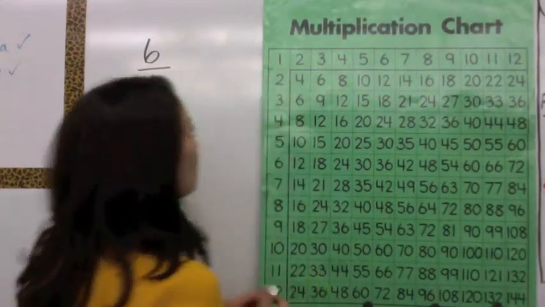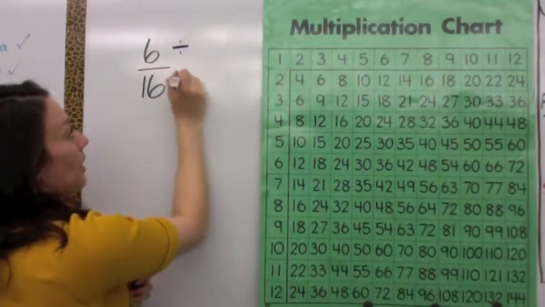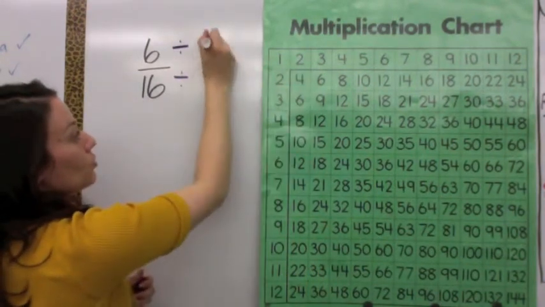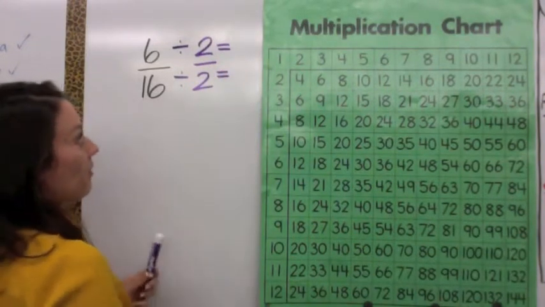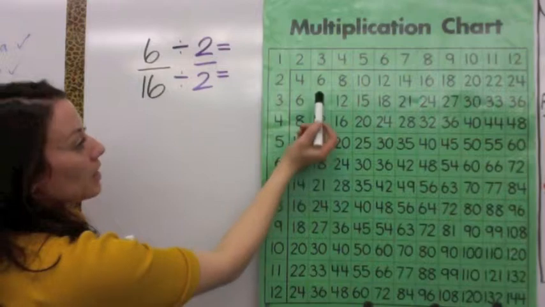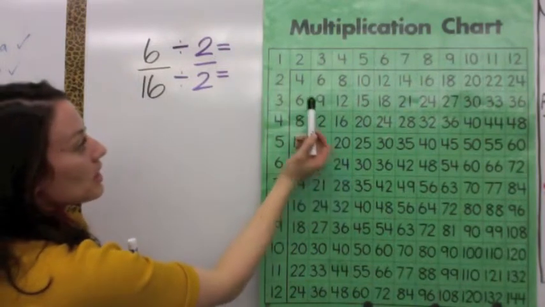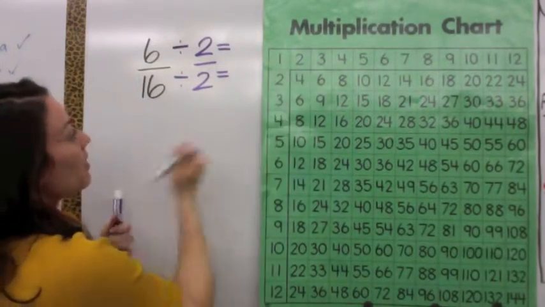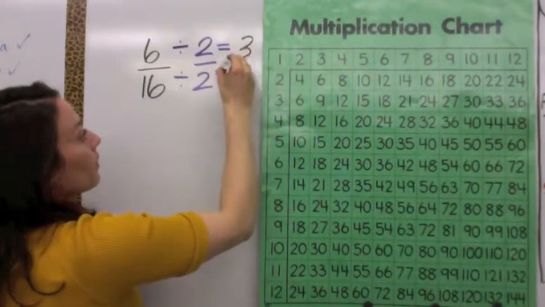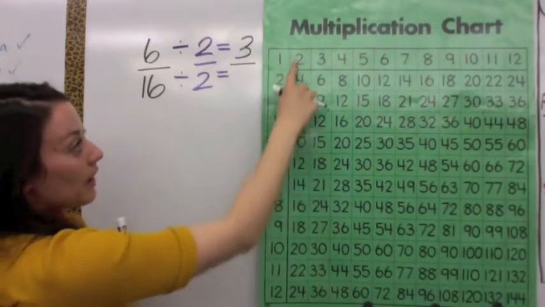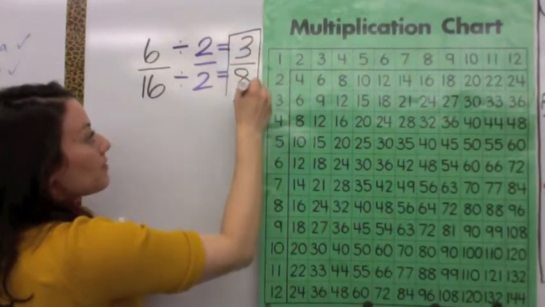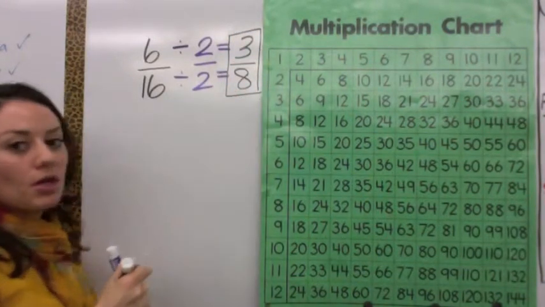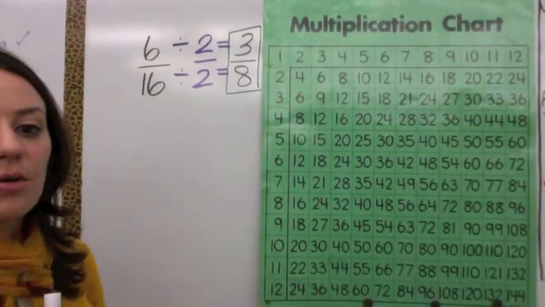So what are you going to divide both the numerator and the denominator by? You're going to divide by 2 over 2, which gives you a simplified fraction. Okay? You have 6 divided by 2 is 3, and 16 divided by 2 is 8. So, in simplest form, your fraction is 3/8. Go ahead and write that down.